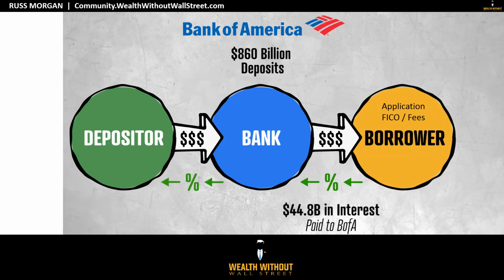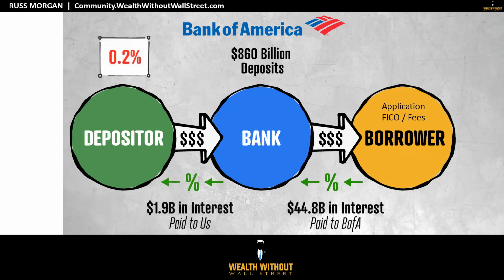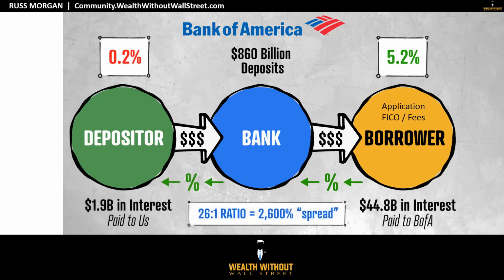Well, what did they give the depositors for the benefit of using that money? $1.9 billion, or 0.2%, while they earned 5.2% over that total amount. Now, what sort of margin or ratio is that? 2,600%. As a business owner, do you have any products or services that earn you 2,600%?